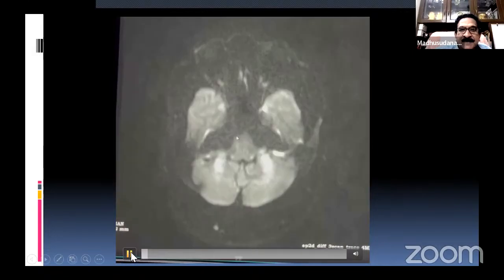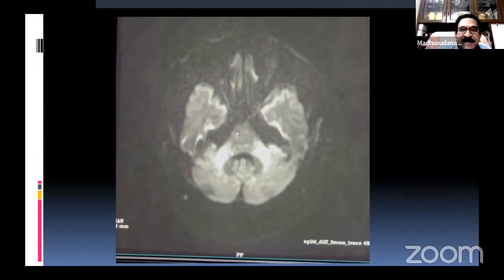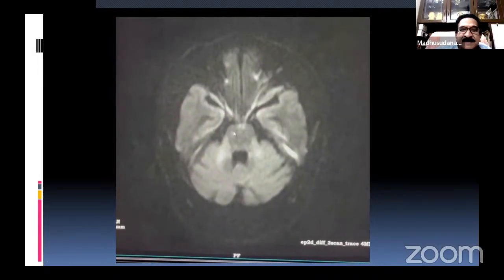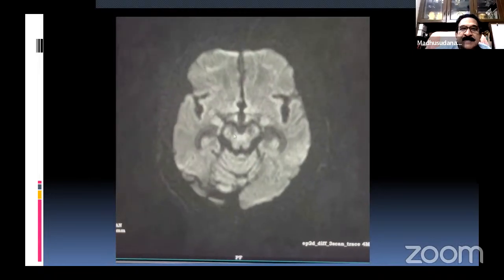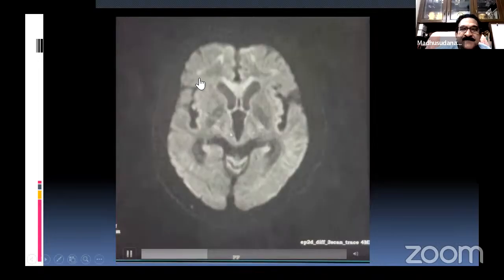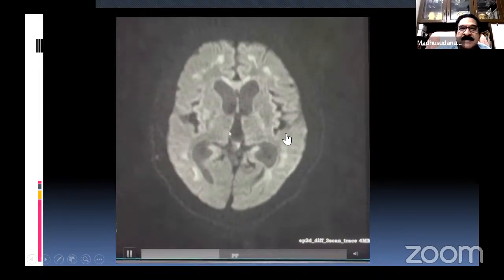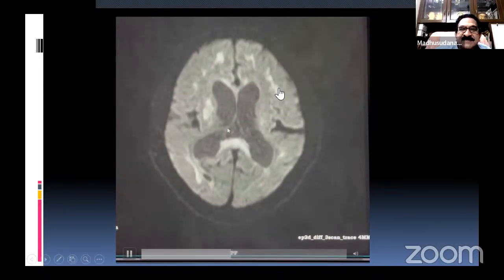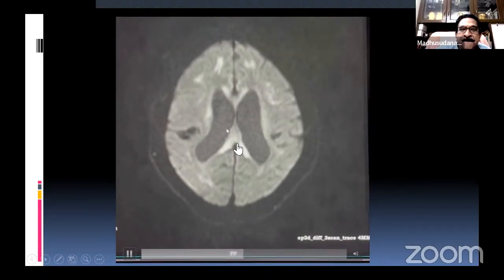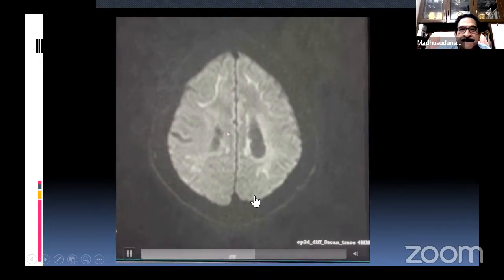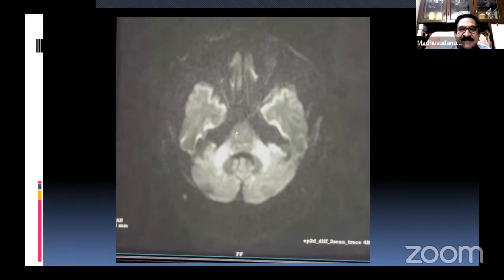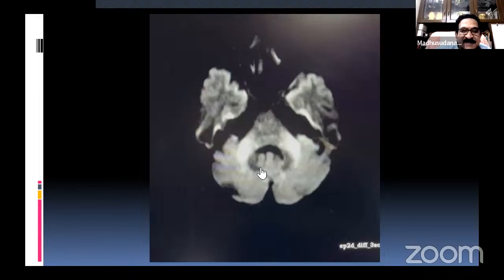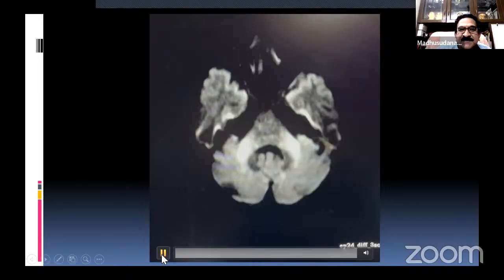See the diffusion film. See the MCP hyperintensity there. Bilateral, symmetrical. You can see the cortical substance with a ribbon-like diffusion restriction surrounding all throughout in a symmetrical fashion like this, and a splenial hyperintensity. That is an MCP hyperintensity. This is again the same thing.